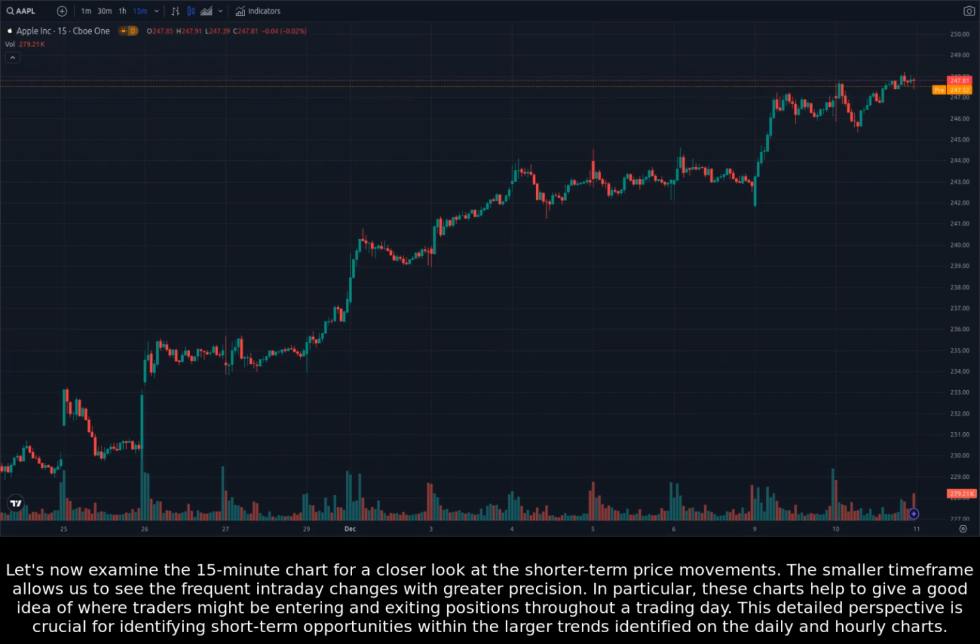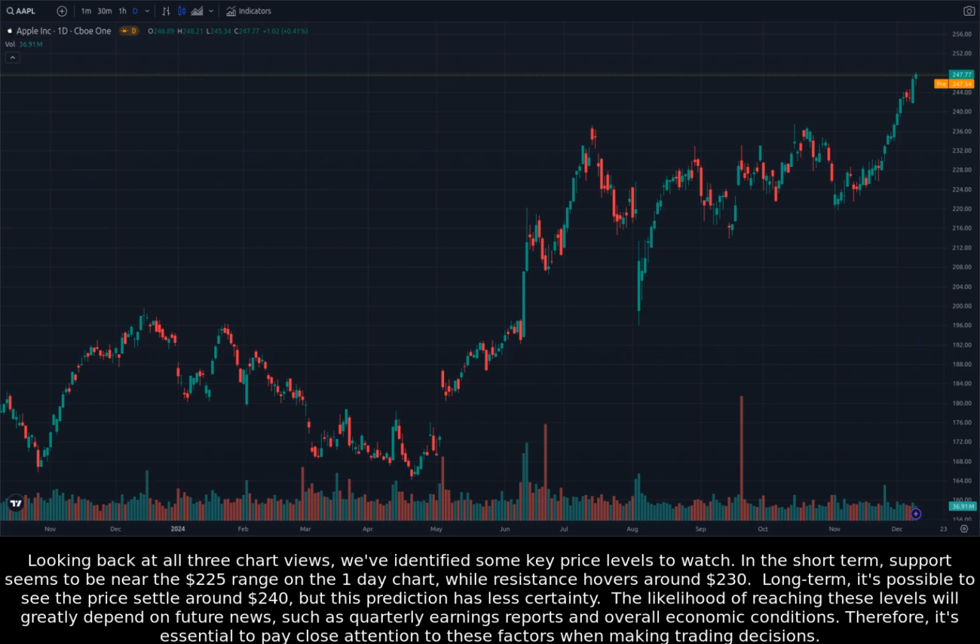Let's now examine the 15-minute chart for a closer look at the shorter-term price movements. The smaller time frame allows us to see the frequent intraday changes with greater precision. In particular, these charts help to give a good idea of where traders might be entering and exiting positions throughout a trading day. This detailed perspective is crucial for identifying short-term opportunities within the larger trends identified on the daily and hourly charts. Looking back at all three chart views, we've identified some key price levels to watch.